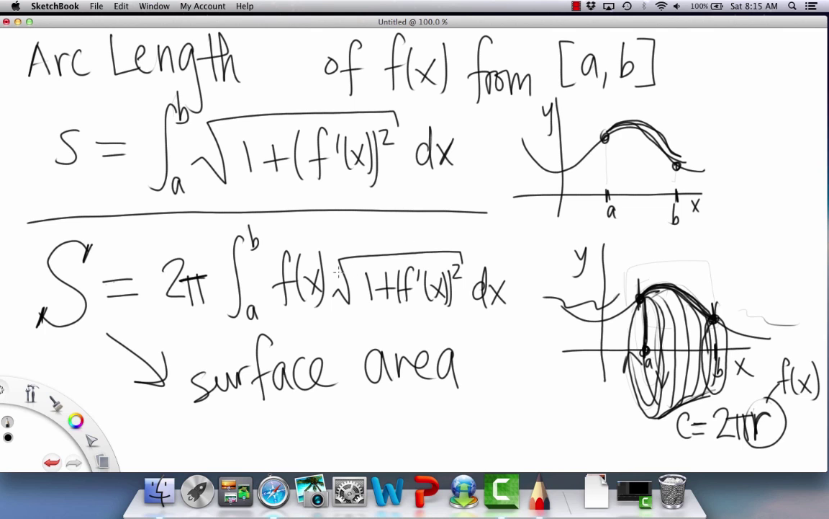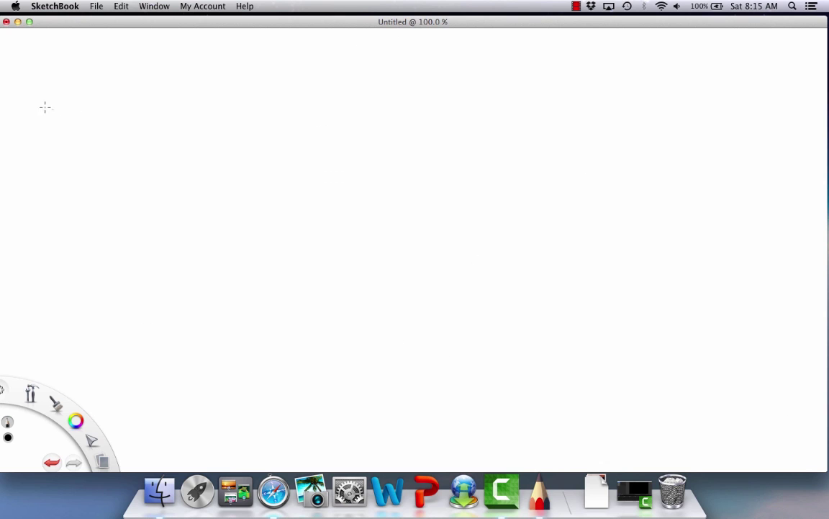Okay, so like I said, the f of x is our radius, and this part right here is our arc length factor. Alright, so let's do an example of this. I'll do a surface area one because those tend to be a little bit more complicated.